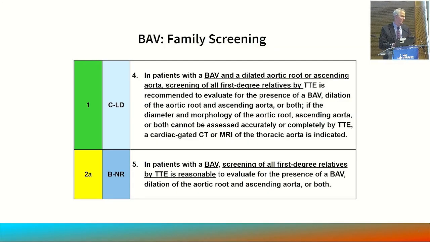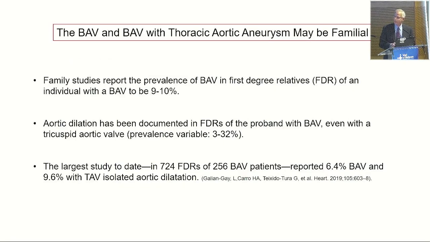The next part of the guidelines emphasizes the genetics of bicuspid valve disease, giving a class 1 recommendation for imaging those with bicuspid valve disease who are recognized to have aortopathy. So aortic dilatation present, we recommend screening all the relatives for that. And if, again, not seen adequately by echocardiogram, then imaging by CT or MR. But a class 2A indication, meaning it's reasonable to screen first-degree relatives of the proband with bicuspid valve for bicuspid valve disease. And much of the information comes from Spain.